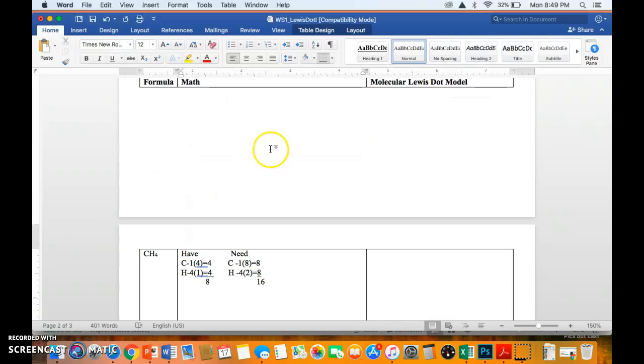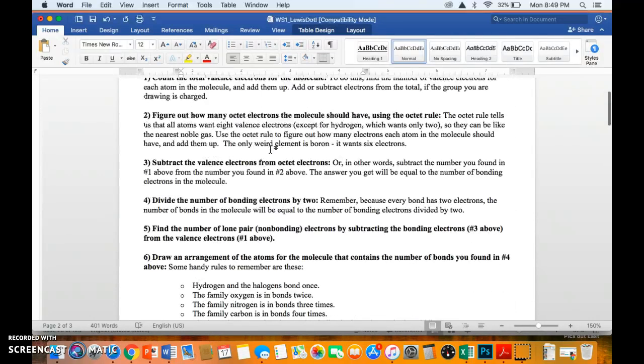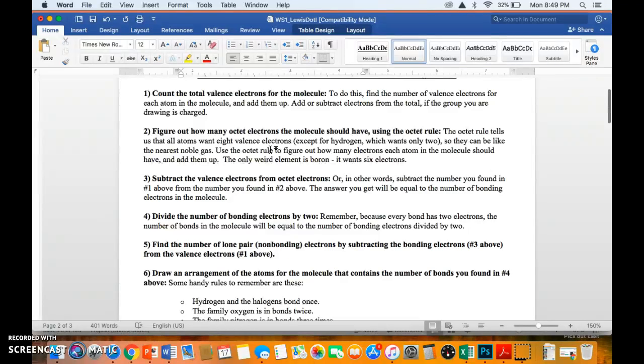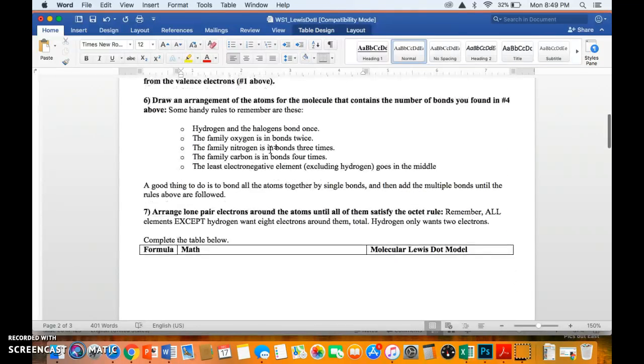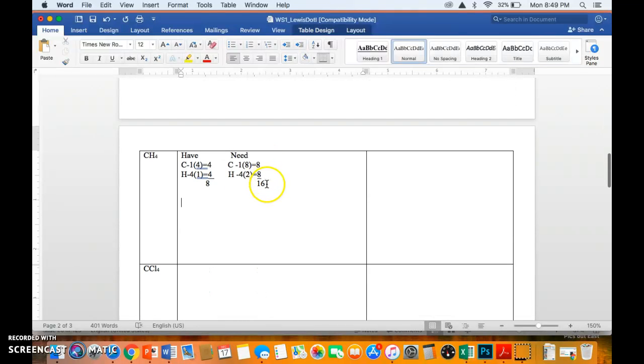Next, I'm going to go to step 3. Subtract the valence electrons from the octet electrons. Or you could say subtract number 1 from number 2. So I take my need, 16, minus what I have, 8. And what I get is how many electrons are involved in bonding. So this is 8 bonding electrons. All right, that's step 3.